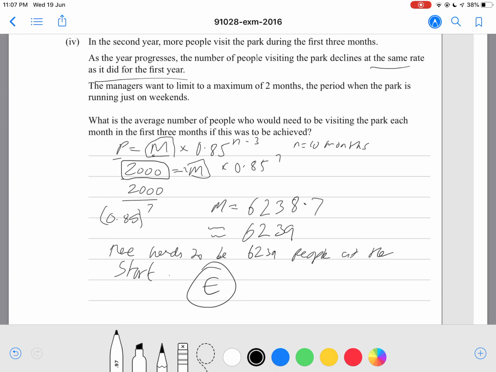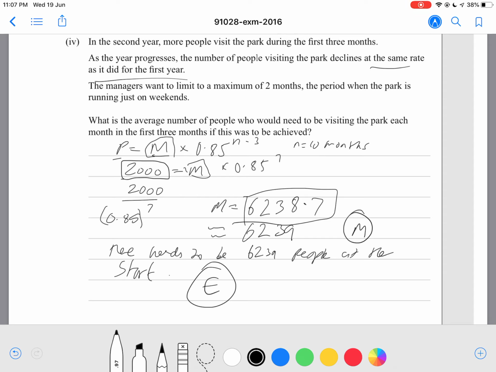So to get a merit grade, you only have the 6,238.7 and you didn't round it to 6,239, you'll get a merit grade. And getting an achieved grade is not available for this question.